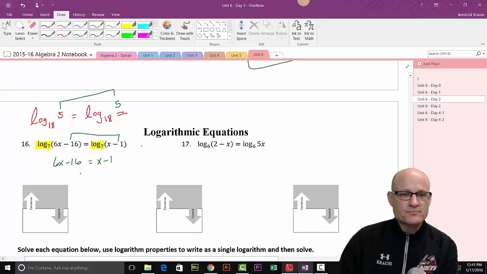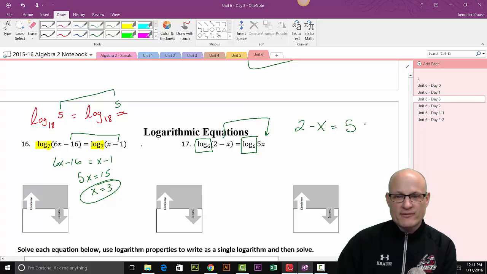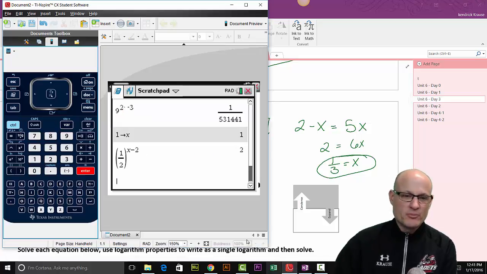Or 5x equals 15, or x equals 3. You're going to have to trust me. If I check that, that would work. Log base 6, this is the same as this. So these two things have to equal each other. So 2 minus x has to equal 5x. Or 6x is equal to 2, or x is equal to 1/3. If I divide both sides by 6, I get 2 over 6 is 1/3. I know you don't believe me.